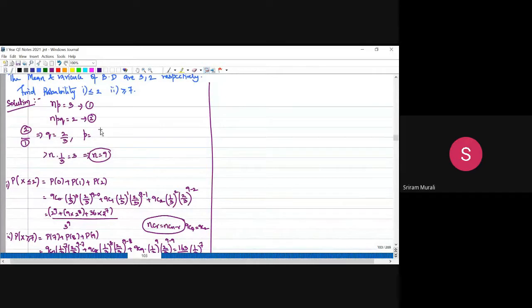P, what is the value of P? P is 1 minus Q. 1 minus 2/3.